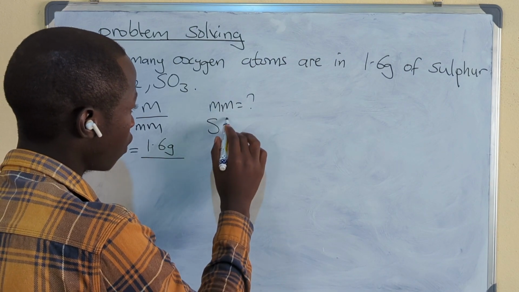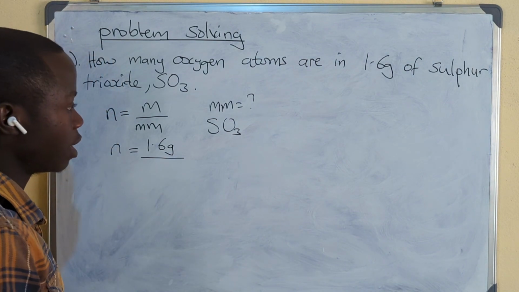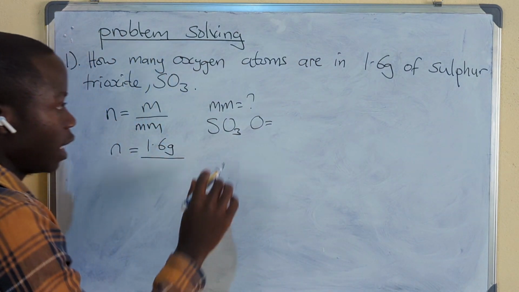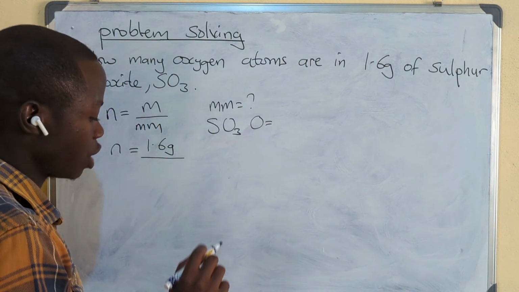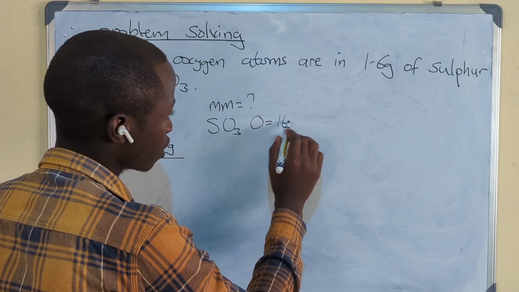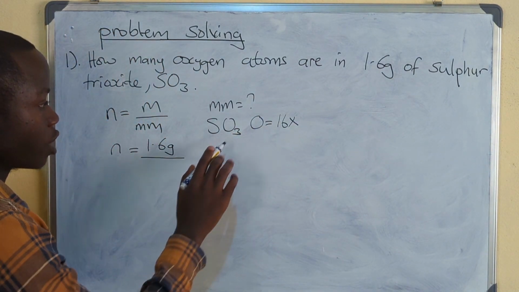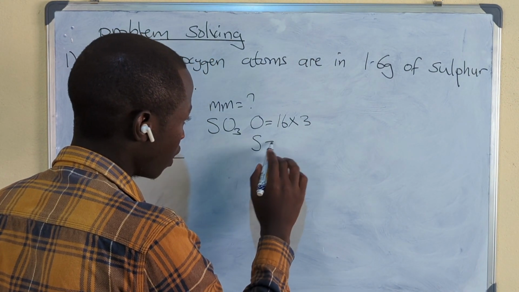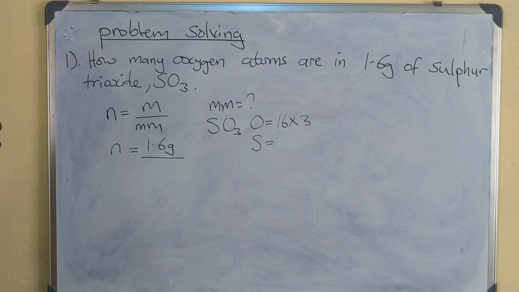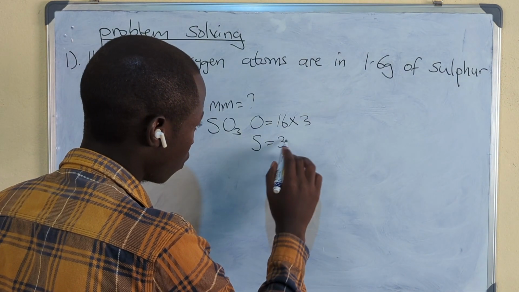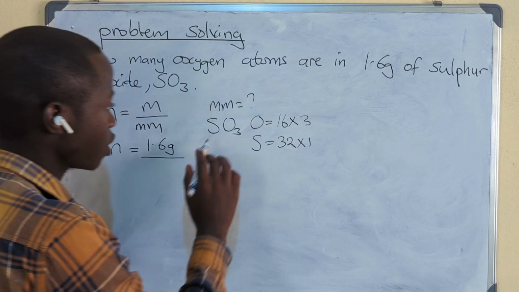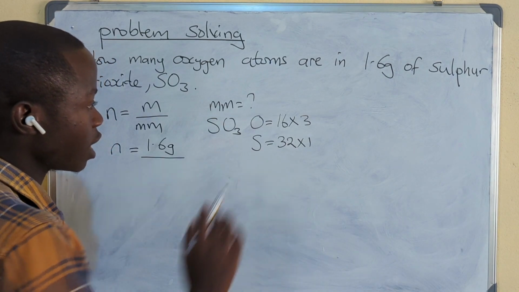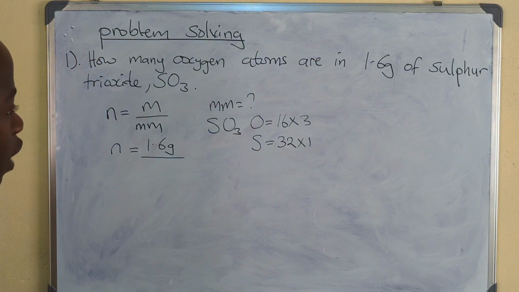So we are calculating the molar mass for sulfur trioxide. Now, oxygen: the relative atomic mass for oxygen is 16, multiplied by the number of oxygen atoms in sulfur trioxide, which is 3. For sulfur, the relative atomic mass is 32, multiplied by 1, since we have 1 atom of sulfur. When you check the periodic table, the relative atomic mass is the number on top of the element.